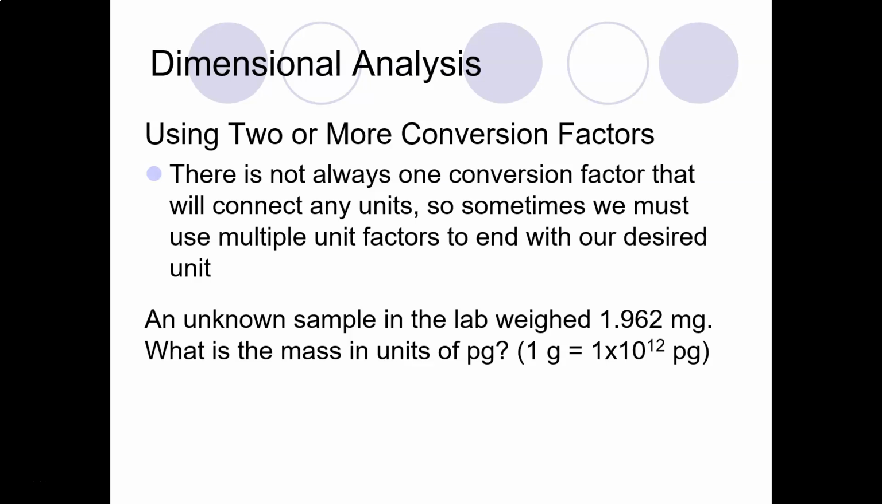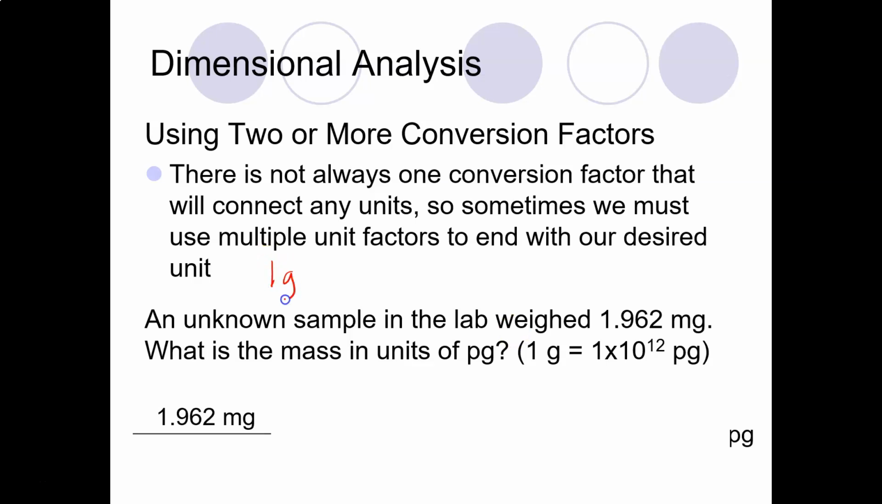So what we're supposed to do with dimensional analysis problems, we read the problem. Awesome. Figure out what unit we're solving for. The question says, what is the mass in units of picograms? So picograms is what we're solving for, so I'm going to write that down. Next, we figure out what we are starting with. What were we given? Well, 1.962 milligrams is what we were given. And then next, we need to know what the unit factors between these units are. Well, we were given one unit factor: 1 gram equals 1 times 10 to the 12th picograms. We were not told anything about milligrams, though, so that's on us.